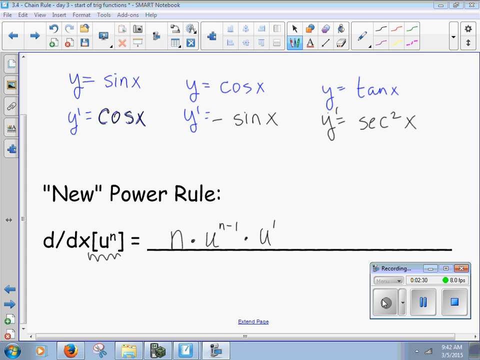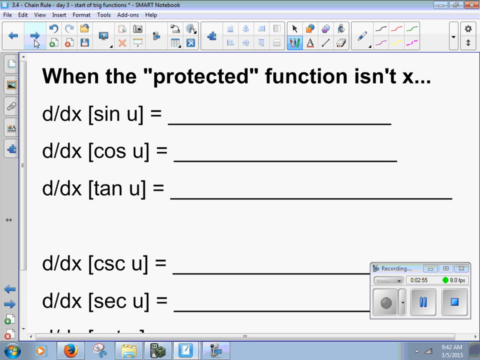Power bumped to the front, the function, lowered by 1, derivative of the function. You with me? It's the same thing we've been doing, but it was always a monomial. So what's the derivative of x? 1. Remember that 1 was always there, but we really didn't talk about it until we started doing the chain rule. All right, so look how this is going to work with our trig functions.